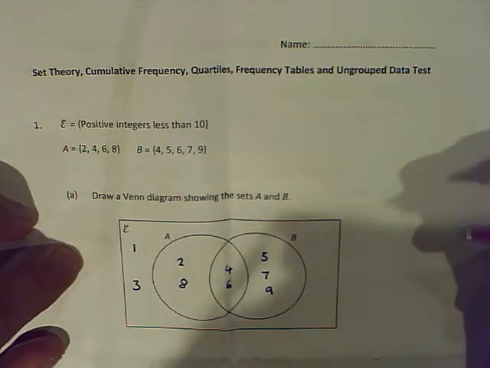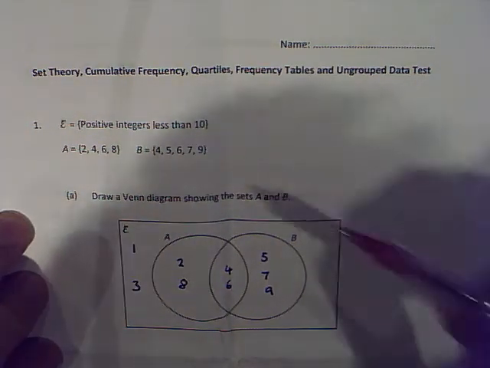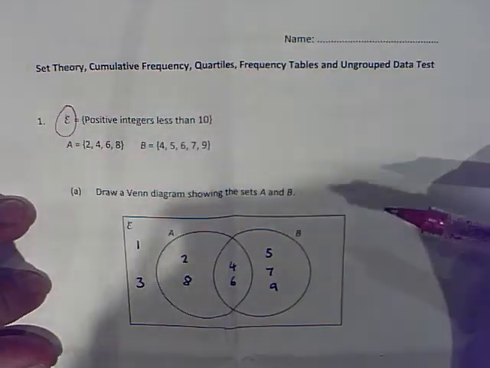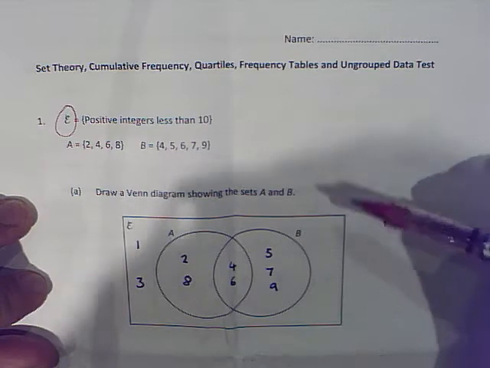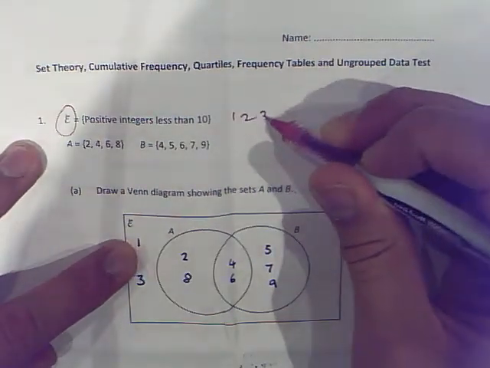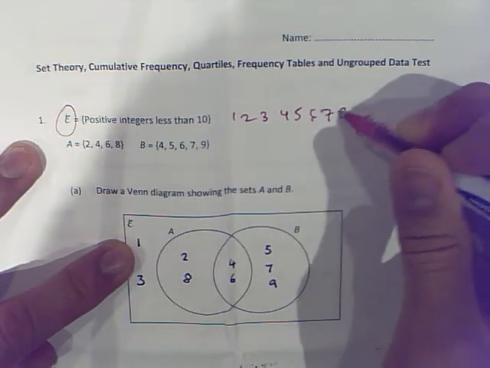Okay, I'm just going to go through the first questions quickly because we did these in class. So look at this bit. This is the universal set. This tells you what everything that's in the whole box is. So it's the positive integers less than 10. That doesn't include 10. So we're looking at 1, 2, 3, 4, 5, 6, 7, 8, 9.